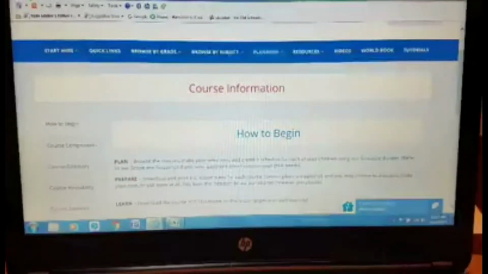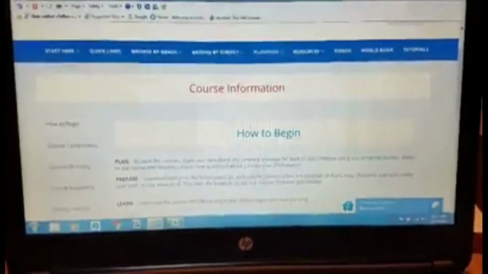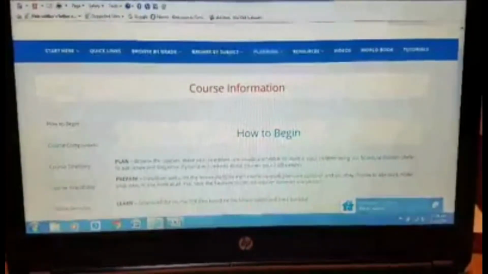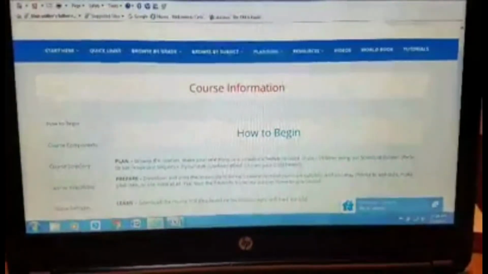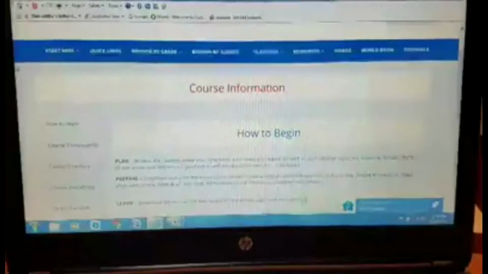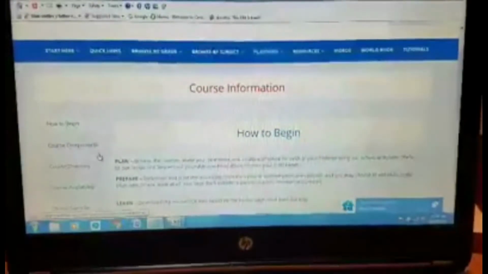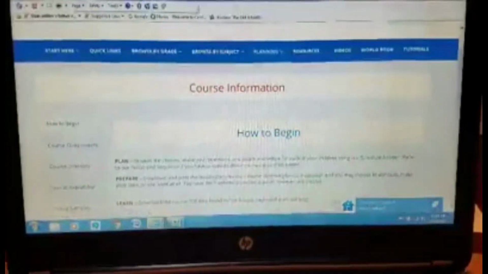Okay, here is part 2 on the course information. Part 1 was how to begin, and we're going to look at the rest of the tabs over here on the left today. First, we're going to look at course components.